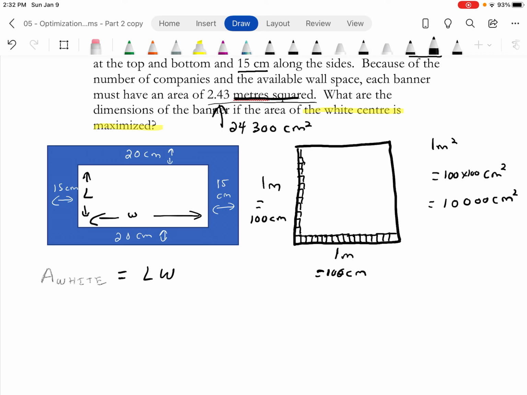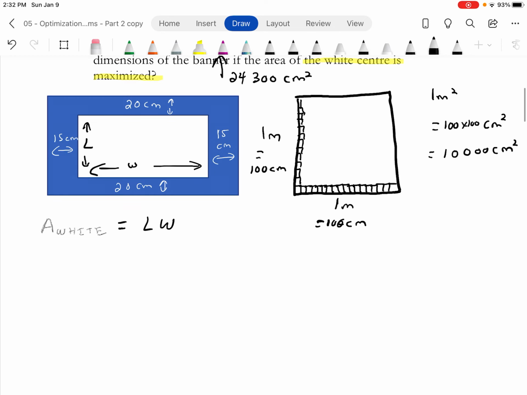At some point, I want to take that derivative. Now, the problem with this is that this has two variables in it, L and W, and to find derivatives of two variables makes a really big mess. And if you can get rid of one of the variables, it makes your life significantly easier.